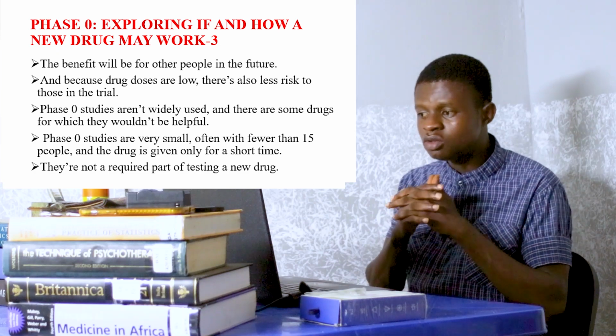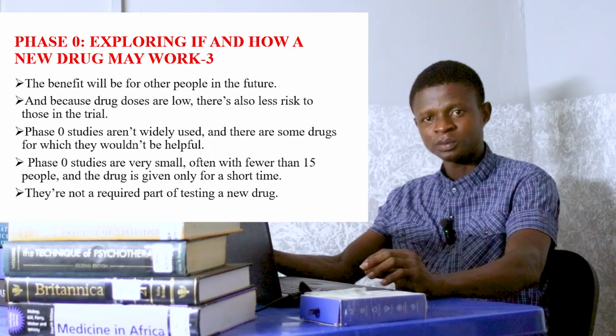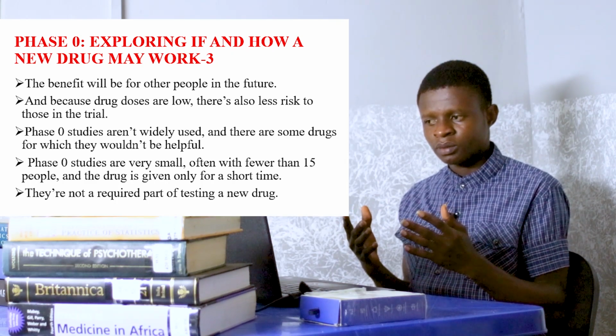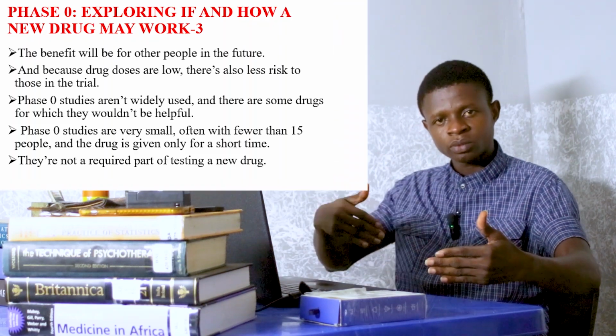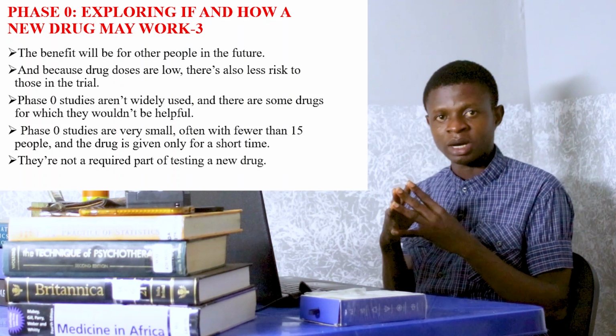And then in phase O, it's very small, with fewer than 15 people, just a few people used for the study, unlike the other studies that can use a lot of participants. And then it takes a very short period of time, because we don't have time to spend. So depending on the study, within 6 months you need to come up with something, unlike other studies where you go through the process step by step.